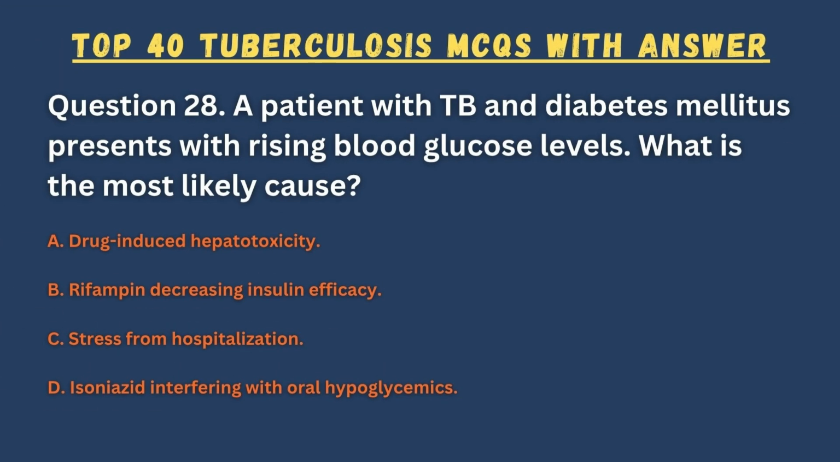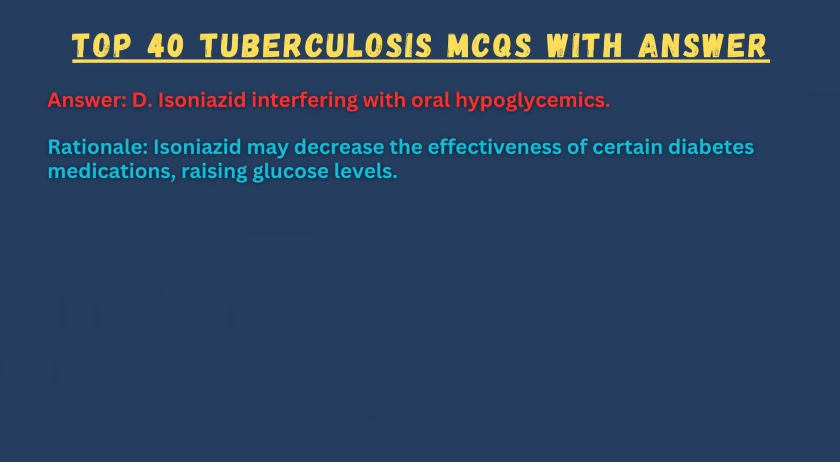Question 28. A patient with TB and diabetes mellitus presents with rising blood glucose levels. What is the most likely cause? A. Drug-induced hepatotoxicity. B. Rifampin decreasing insulin efficacy. C. Stress from hospitalization. D. Isoniazid interfering with oral hypoglycemics. Answer. D. Isoniazid interfering with oral hypoglycemics. Rationale. Isoniazid may decrease the effectiveness of certain diabetes medications, raising glucose levels.